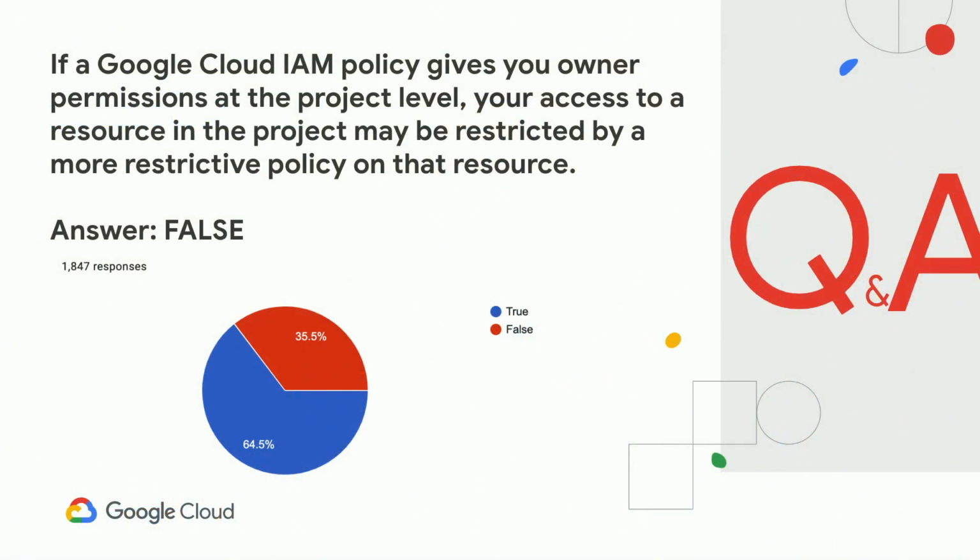So now we're going to talk about our questions. The first question is this one: if a Google Cloud IAM policy gives you owner permissions at the project level, your access to a resource in the project may be restricted by a more restricted policy on that resource. Ooh, this one I believe is not testing your knowledge about our technology, but actually testing your English. That's what I feel. All right, so the answer for this one is false.